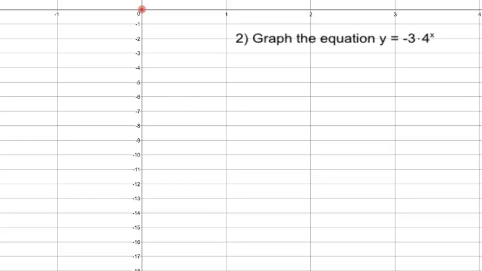Next, let's graph the equation y equals negative 3 times 4 to the x. Just as before, I need to look at the equation and find what my initial value and base will be. So in this case, the initial value will be negative 3, and the base will be 4. To plot these, I first plot the initial value as the y-intercept, because that's what it is. So that would be negative 3.